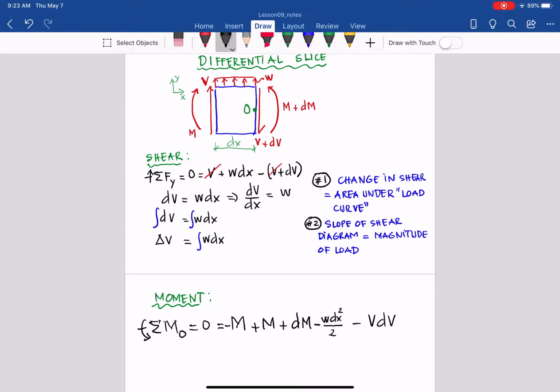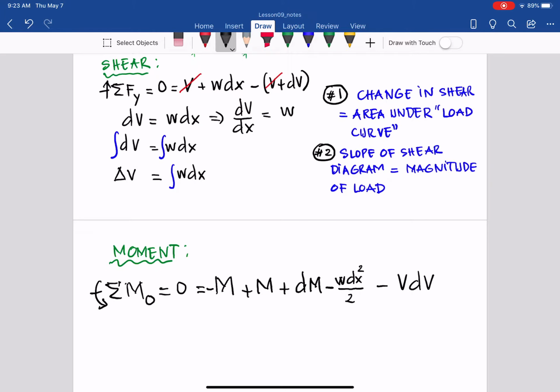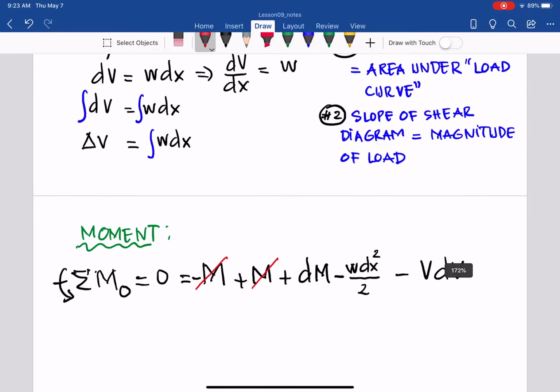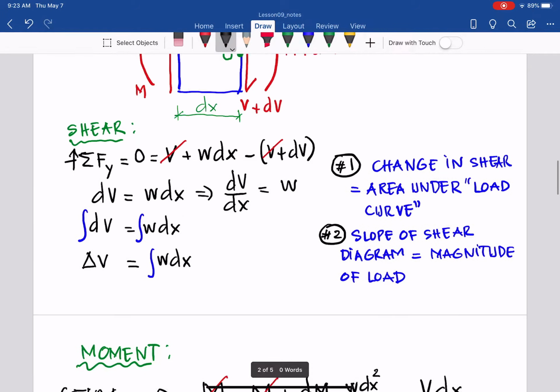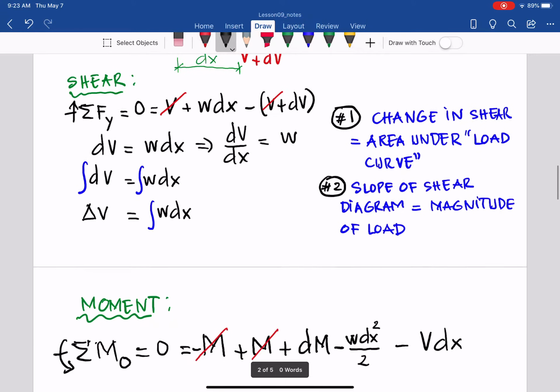The V plus dV on the right side is 0 because it goes through the point O that we take moment about. So from that, what do I have? I have here negative M, and those cancel out. And you can see now you have V dx, not V dV, because that is the distance from the right to point O, so dx.